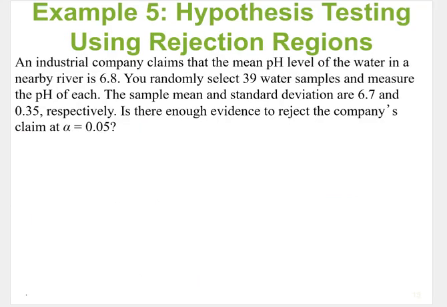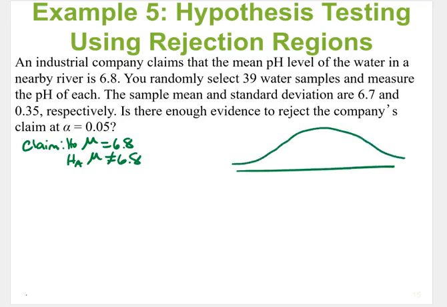All right, let's do one more with rejection regions. An industrial company claims that the mean pH level of the water in the nearby river is 6.8. So that's their claim. They are claiming that the mean of the pH water is 6.8. That is definitely our null because it's got the equals. So our alternate is mu is not equal to 6.8. So this is going to be a two-tail.